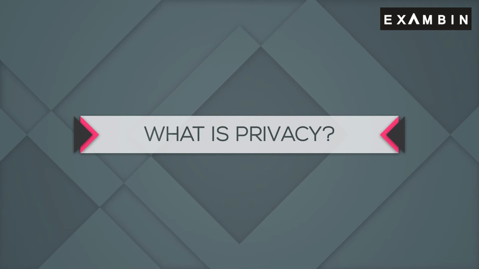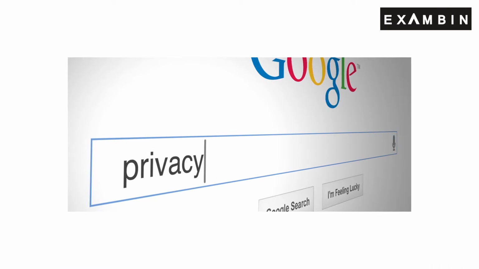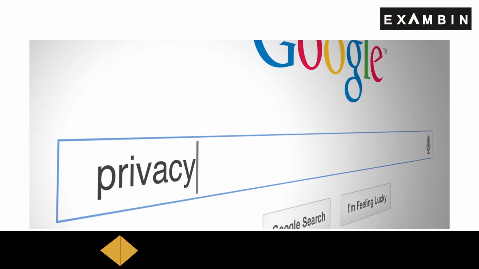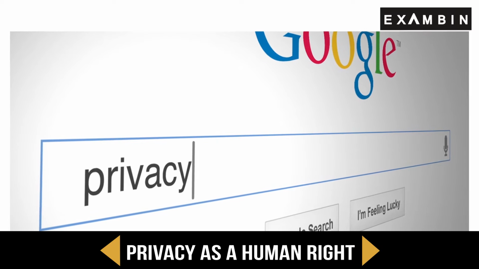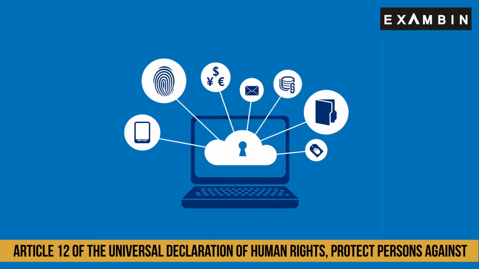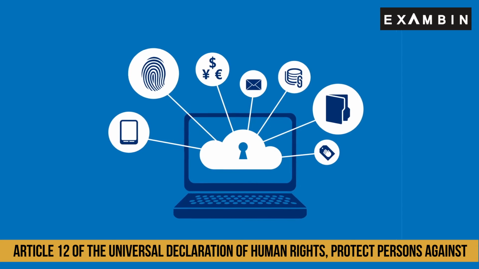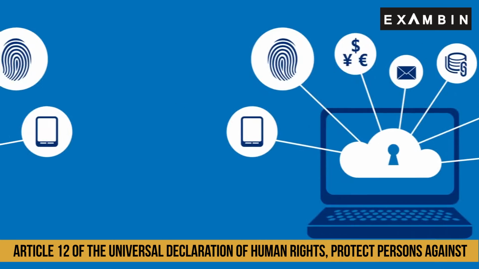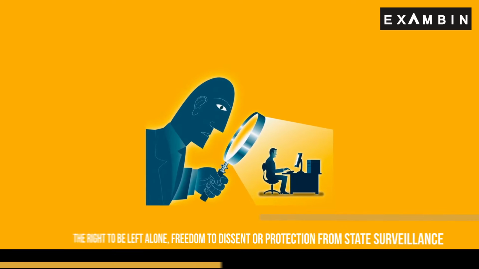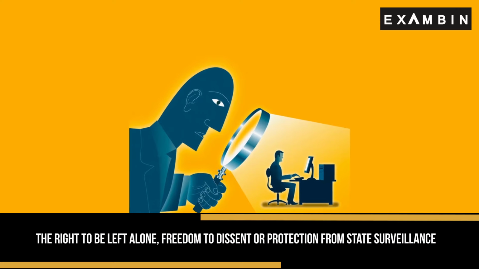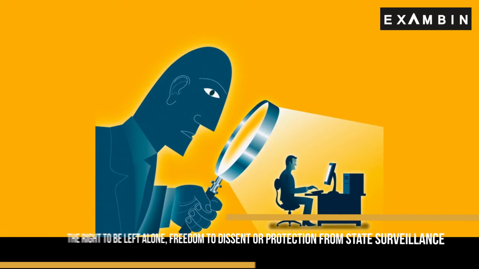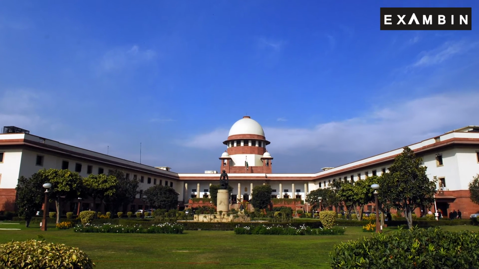So what is privacy? How is it defined? A precise legal definition of privacy doesn't exist. Some legal experts define privacy as a human right, and international charters, like Article 12 of the Universal Declaration of Human Rights, protect persons against arbitrary interference with one's privacy. Privacy can mean a range of things: the right to be left alone, freedom to dissent, or protection from state surveillance.